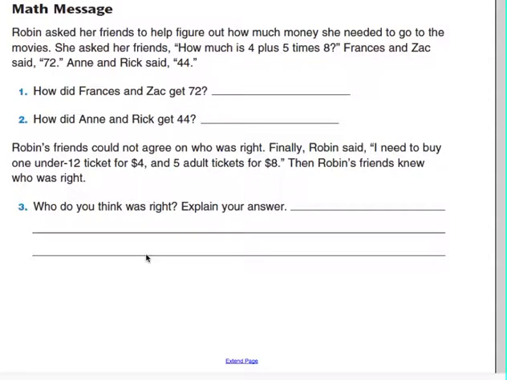Here's the problem. Robin asked her friends to help figure out how much money she needed to go to the movies. She asked her friends, how much is 4 plus 5 times 8? Francis and Zach said 72. Anne and Rick said 44. How did Francis and Zach get 72?